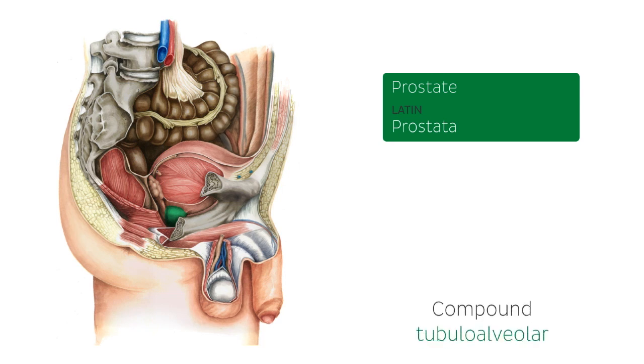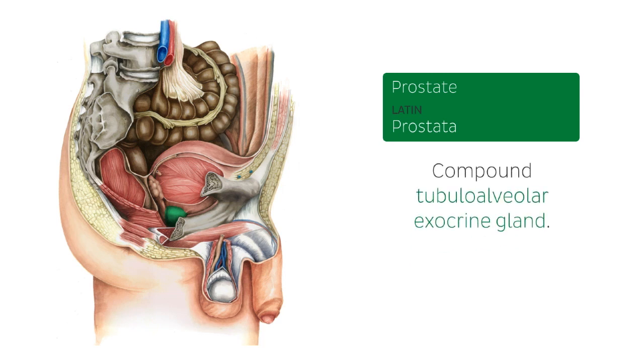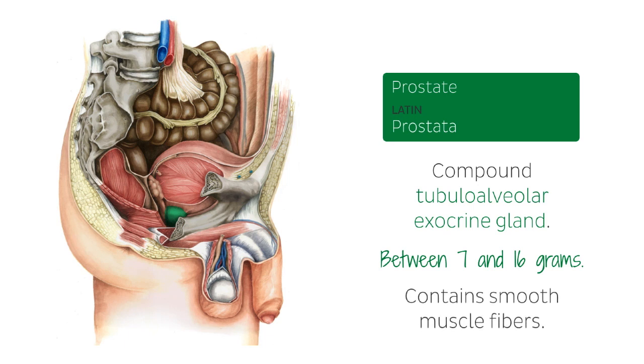The prostate is a compound tubulo-alveolar exocrine gland of the male reproductive system. A healthy human prostate is usually said to be slightly larger than a walnut. The weight of a normal prostate in adult males is about 11 grams, usually ranging between 7 and 16 grams. It surrounds the urethra just below the urinary bladder, as you can also see on this image, and can be felt during a rectal exam. The prostate also contains smooth muscle fibers that help expel semen during ejaculation.